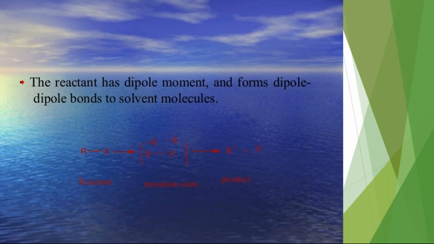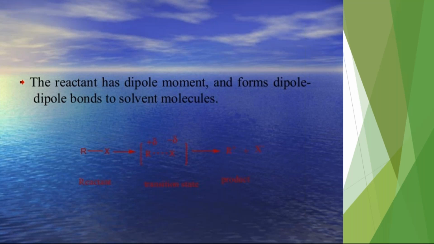So the reactant has dipole moment and forms dipole-dipole bonds to solvent molecules. If you take an example, what is RX? RX is alkyl halide. So alkyl halide, during the transition state, how the bond is getting broken, you can see. So R is alkyl, X is halogen.